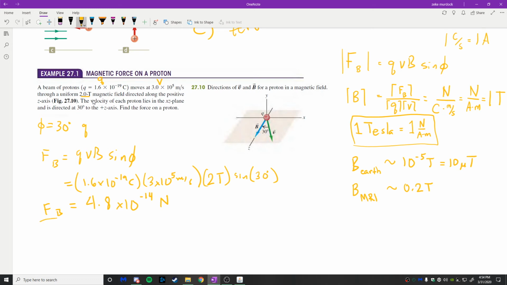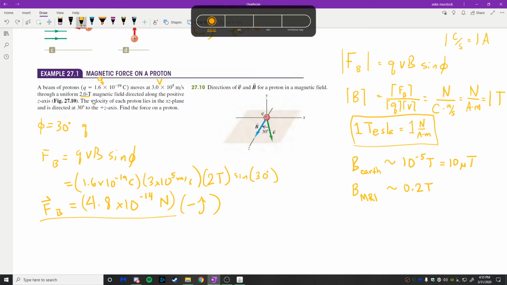Any questions? What direction would it point? Look at the picture. What direction would it point? Down, right? Negative j hat, right? Make sense? Pretty easy, right? All right.